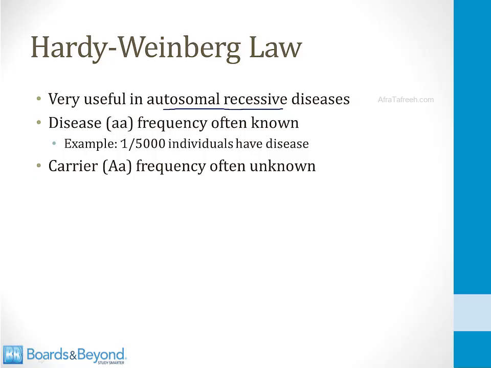For example, if we say that the disease version of the gene is lowercase a, and a person has to have 2 copies of lowercase a to develop disease, then it's fairly easy to figure out that 1 in 5,000 individuals have disease because they're sick and they are brought to medical attention. What's not known is the carrier frequency. In other words, how many people are walking around with 1 normal copy of the gene and 1 disease copy of the gene, and this can be determined by the Hardy-Weinberg law, and this is something you're often tested on, so let's go through an example of that now.